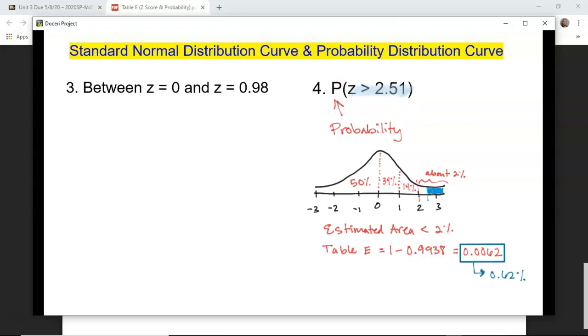And then when we get into section 6.2, we look at how do we apply the concept of the normal distribution to more application real-world problems. So we'll look at that in the next lecture video.